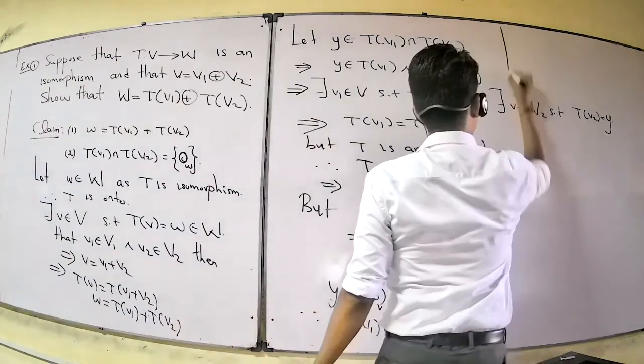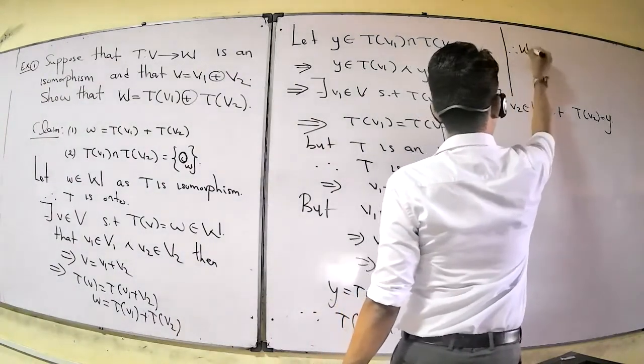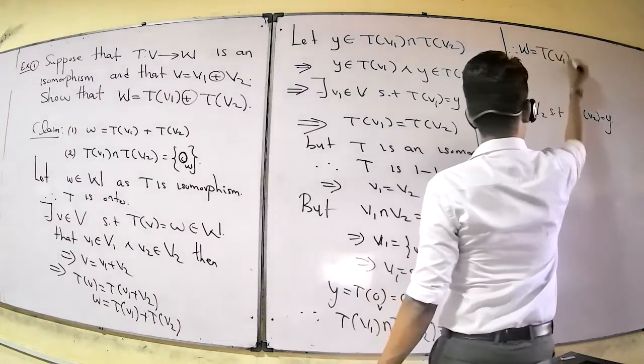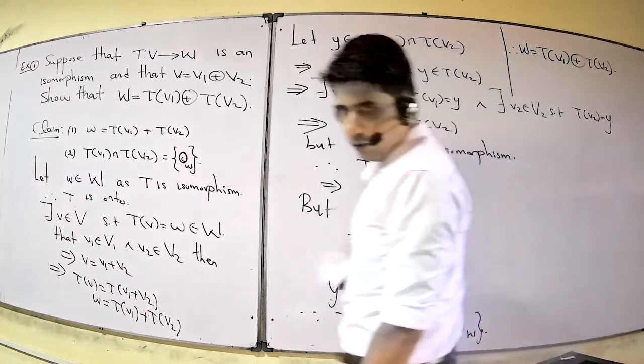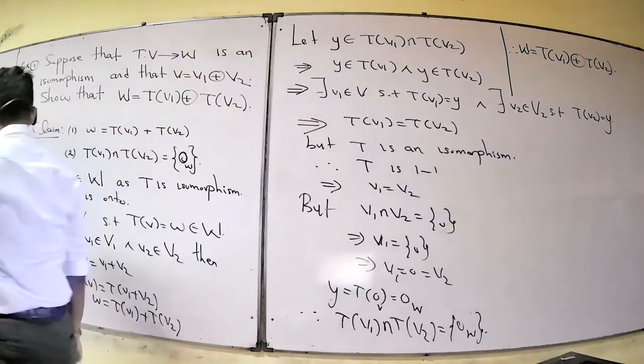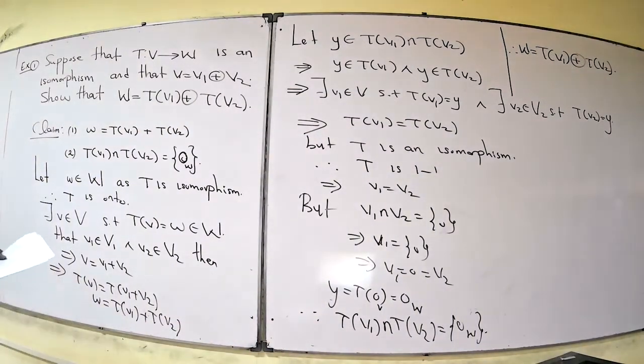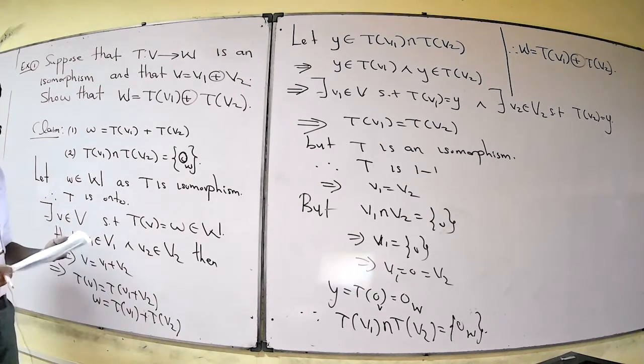Therefore, this W equals T of V1 direct sum T of V2. Okay.